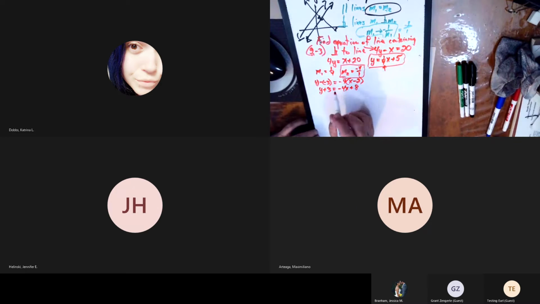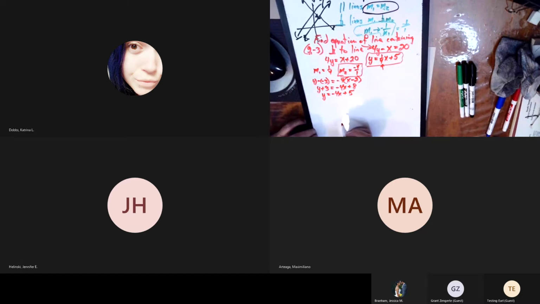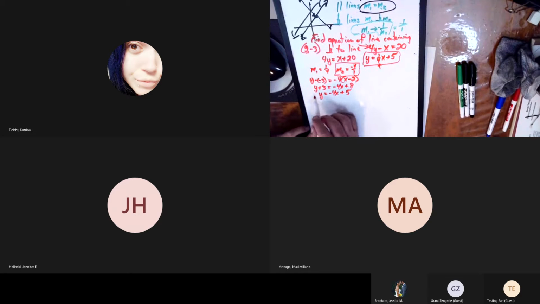So I need to get y by itself, so I'm going to subtract 3 from both sides. y equals -4x minus 3 plus 5. Minus 3 plus 5. That's interesting. Good. All right, now that's using the point-slope form.